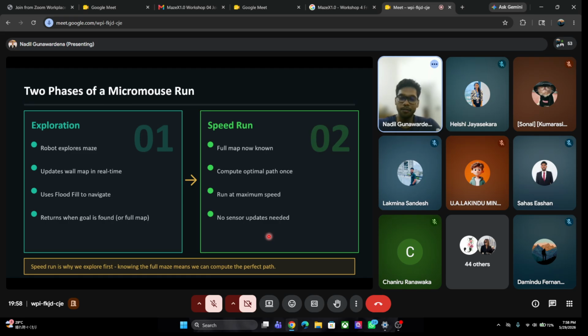And after knowing the full map and updating all the weights of the cells, then it knows what path to take, what is the shortest possible path, and then we can increase the speed of the motors and run at the maximum speed of the motors of the micro mouse. So that's the speed run, and the speed run is there to reduce the time that it takes.